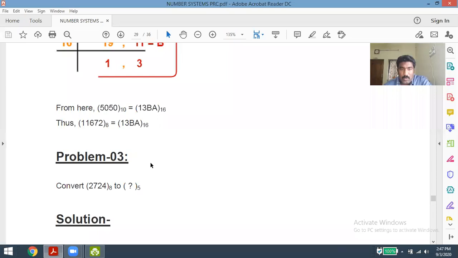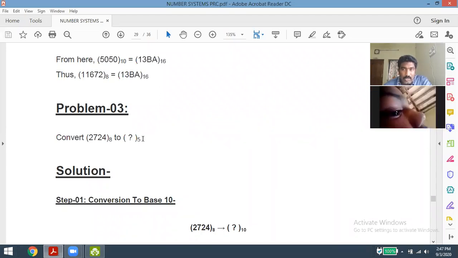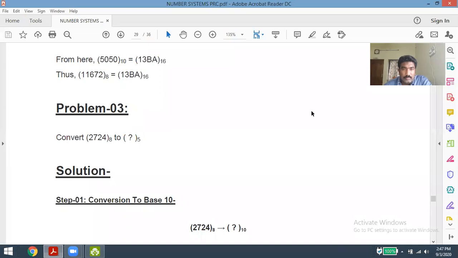Similarly, if the problem is like this, 2524 base 8, convert it into base 5. Is this problem really available in our computers? So this is not available in our computers. We are having only 4 types of number systems. These are asked manually. These are in general purpose in our competitive exams or for any other MCQ type of questions. It is asked, and I'm trying to solve these type of problems also.